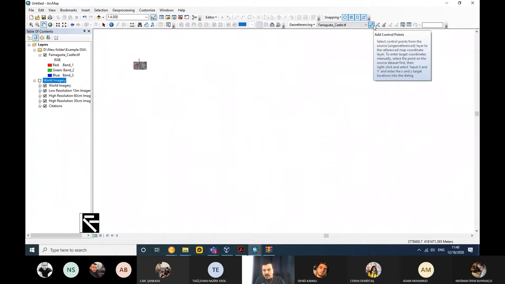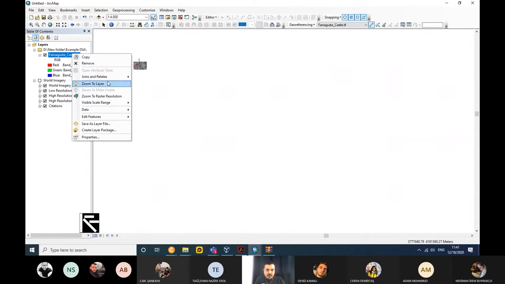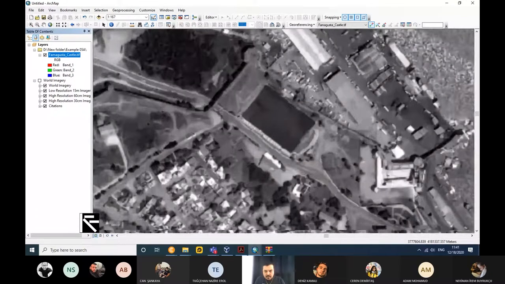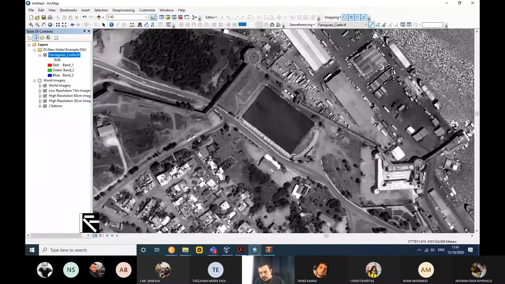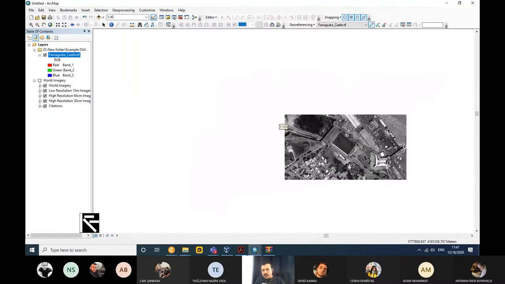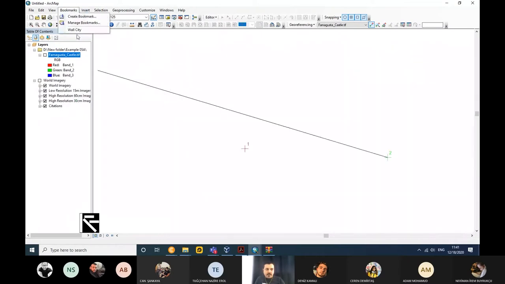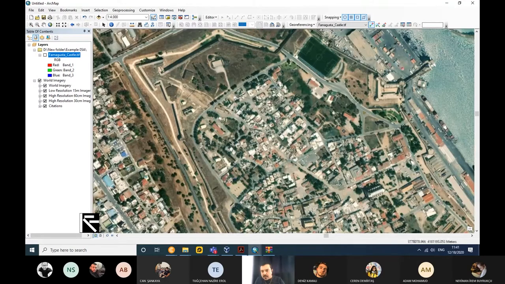Now I need a second point. Again, I will zoom to layer. Maybe I can take, I don't know, the Othello Castle, this corner, as my second point. Okay, this is my second point. Now I will turn off this one and go to the world imagery of the walled city. This is my second point.